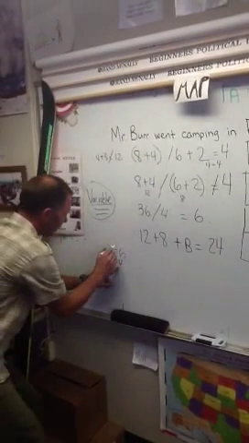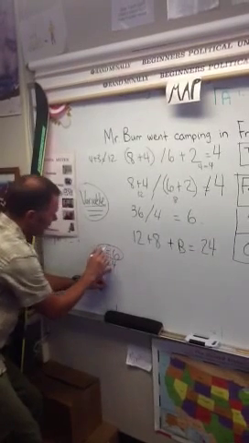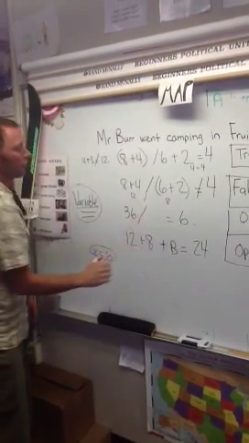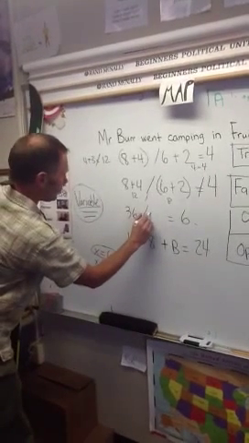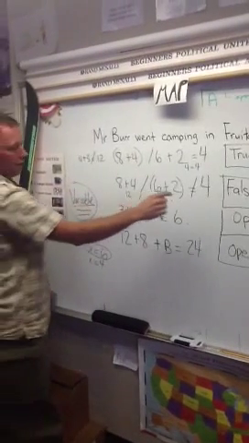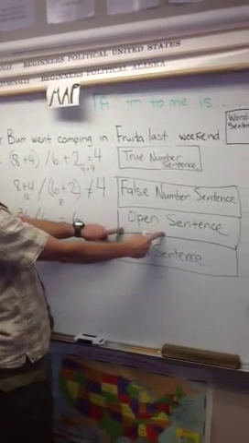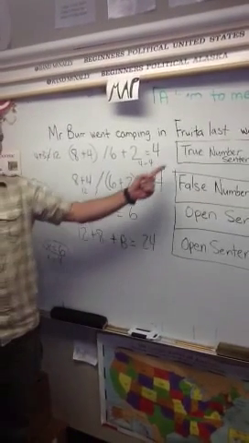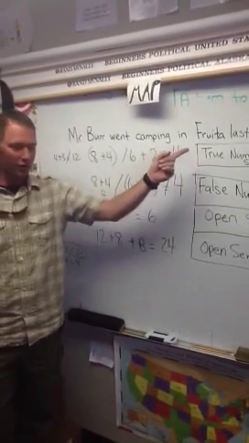So we did get kind of lucky in our first try. X has to equal 6 in order for this number sentence to be true. 36 divided by 6 is equal to 6. Check. So it was open. We found the value, and we turned it into a true number sentence. That's always the goal.